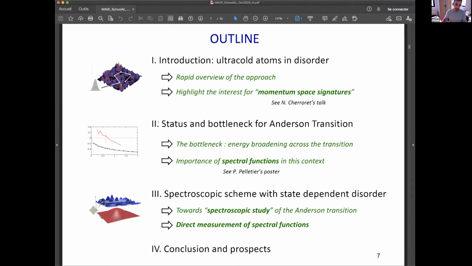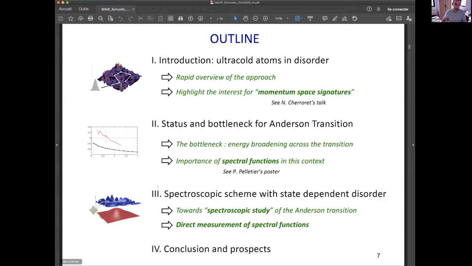Then the second part will be dedicated to the study of the Anderson transition, trying to explain what the problem, the bottleneck, is. I will also explain the importance of what is called the spectral function, which is a venerable concept in condensed matter physics, or in physics in general, in this context. I know that maybe I will be rather long, so maybe I will be stopped somewhere. There is a poster from Pierre Pelletier, who is working now on the spectral function, and if you want more detail on this, I strongly suggest that you look at it.